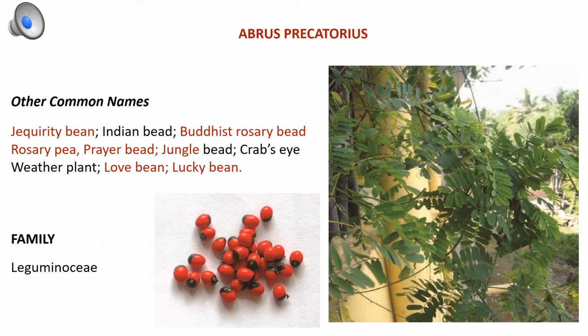Then comes Abrus precatorius. You can see it easily. It's also known as Jequirity bean, Indian bead, Buddhist rosary bead, rosary pea, prayer bead, jungle bead, crab's eye, love bean, lucky bean. It's very attractive, usually red and black, but that is when it's fresh. When the beads are removed from the plant, they dry up and the red color is lost.